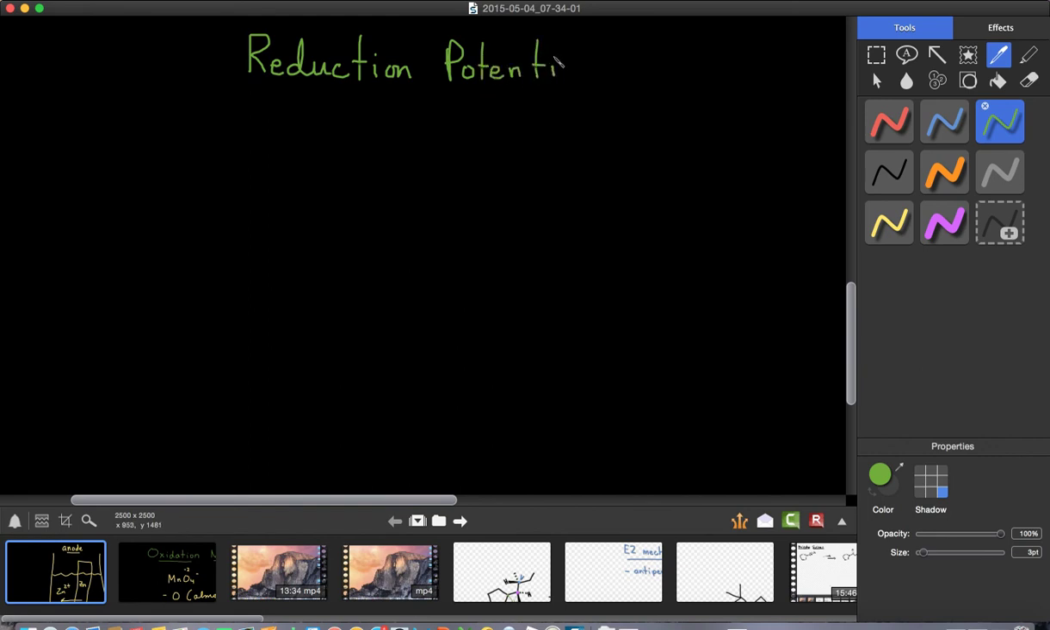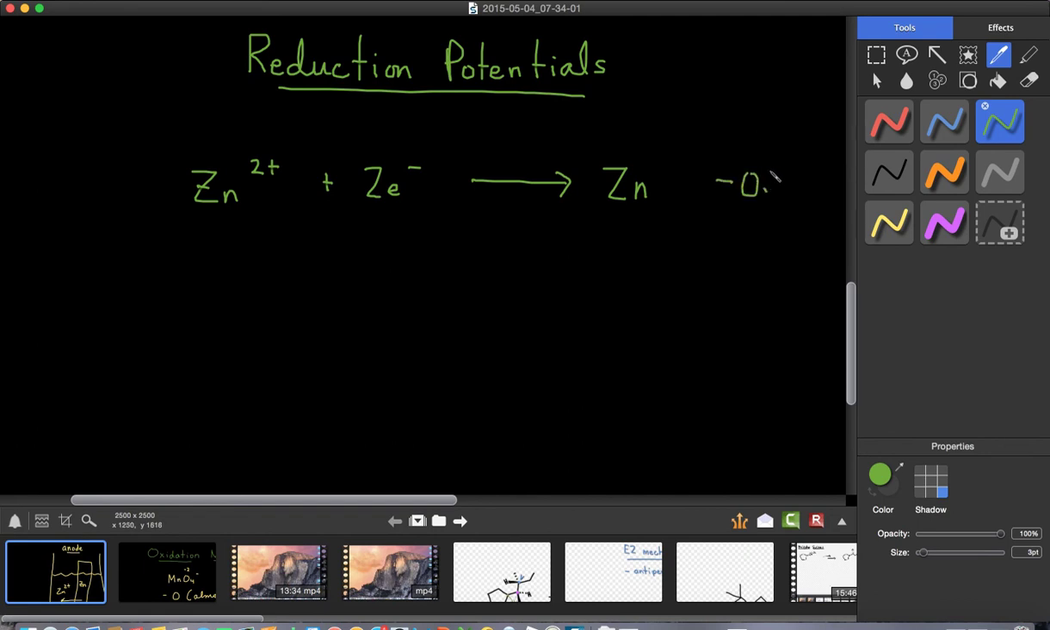The only data that's absolutely provided are data regarding reduction potential. So for example, zinc 2 plus plus 2 electrons yields zinc metal. This has a reduction potential of negative 0.76 volts. In our reaction, we were doing the exact opposite.